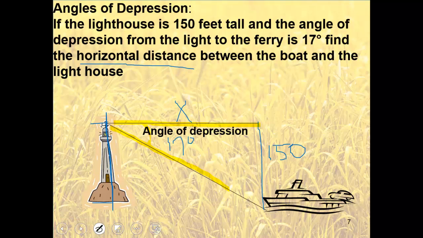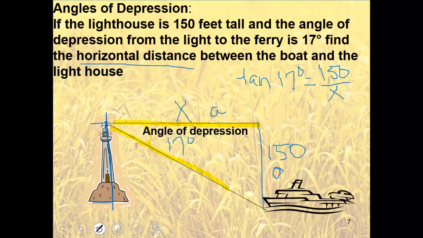Okay, so what sides do we have? This is an adjacent side, and this is a side opposite. So which trig function should we use? Well, tangent, because we have opposite and adjacent. So we have the tangent of 17 degrees has to equal 150 over x, and I want to solve for x.